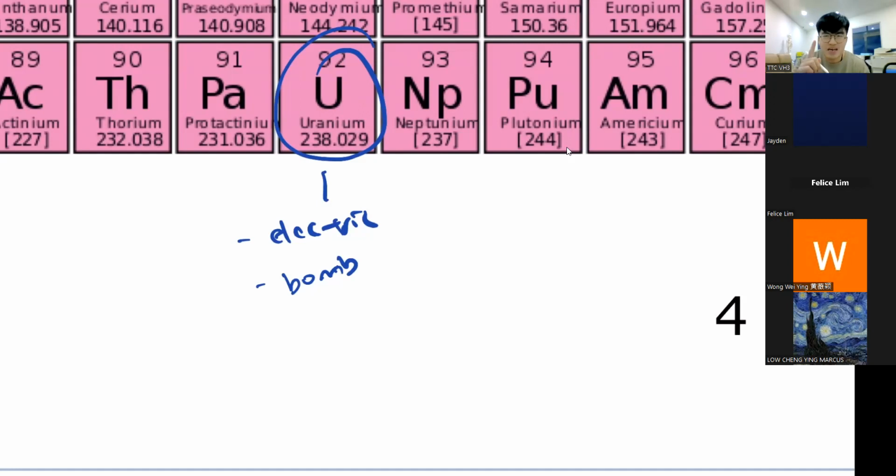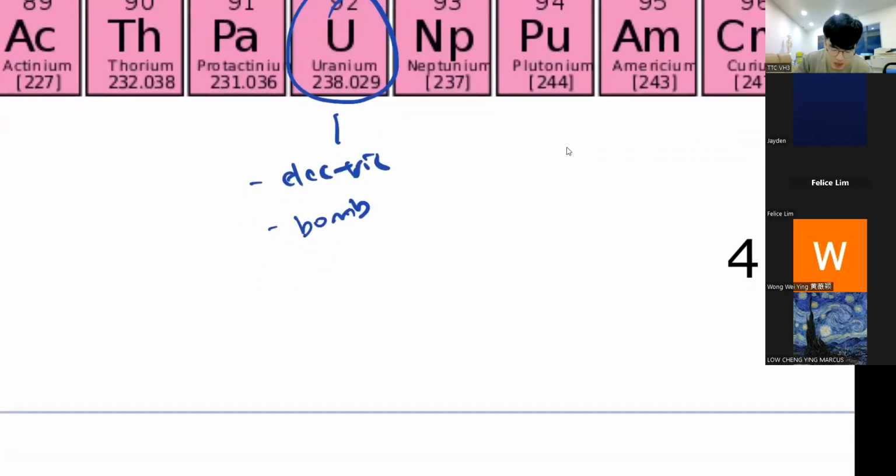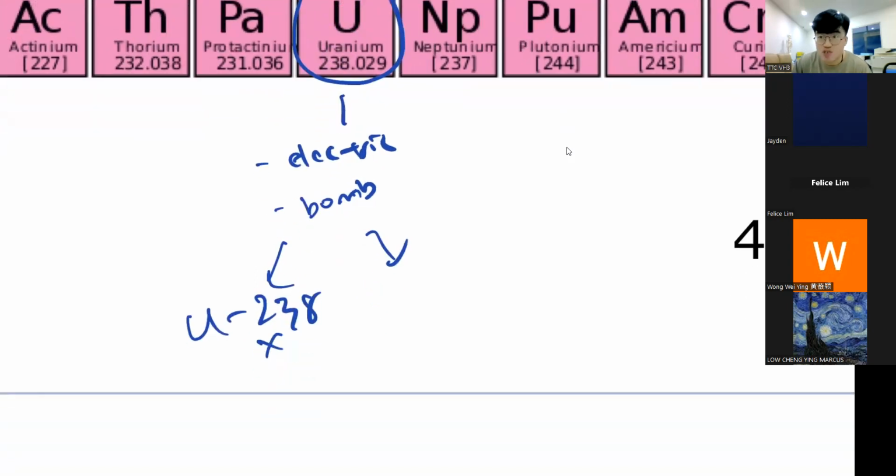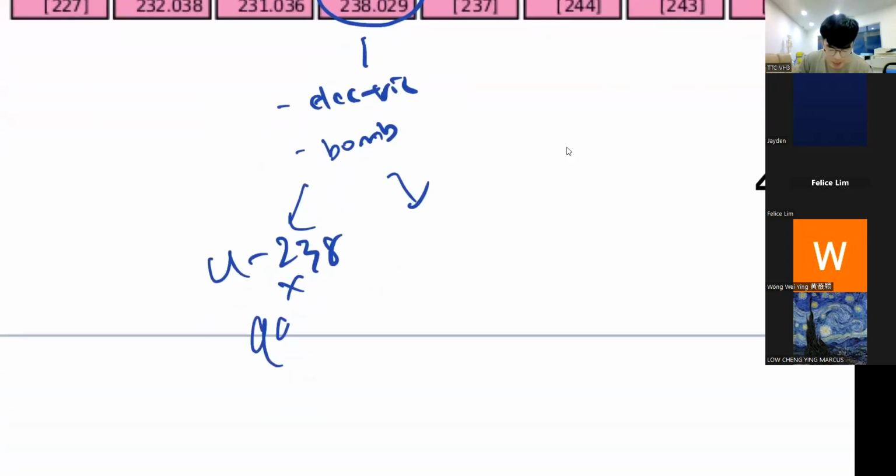All right, but here's the thing, guys. You have two types of uranium. Can you see uranium is 238? Guys, uranium 238 is useless. 99% of uranium is uranium 238. It is useless. The uranium we want is uranium 235. This is 1%. This is what we use for power plant or bomb.